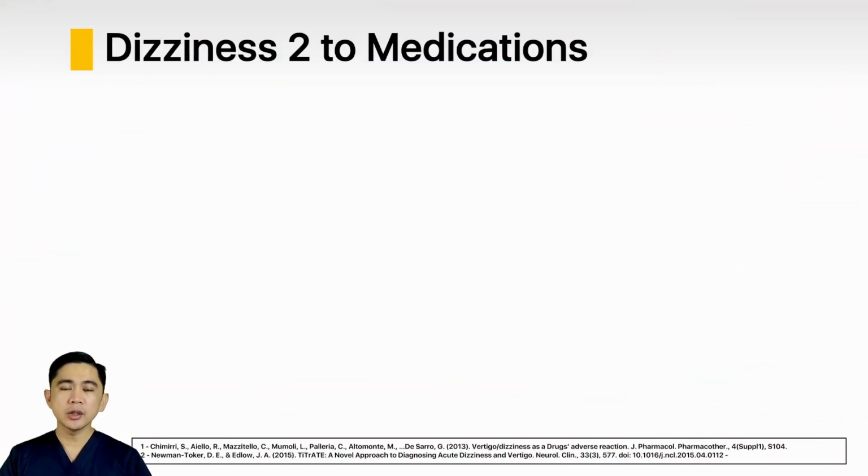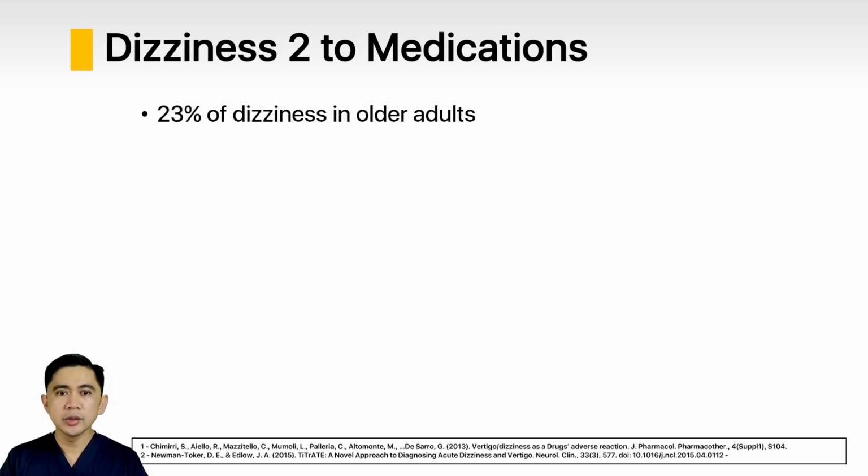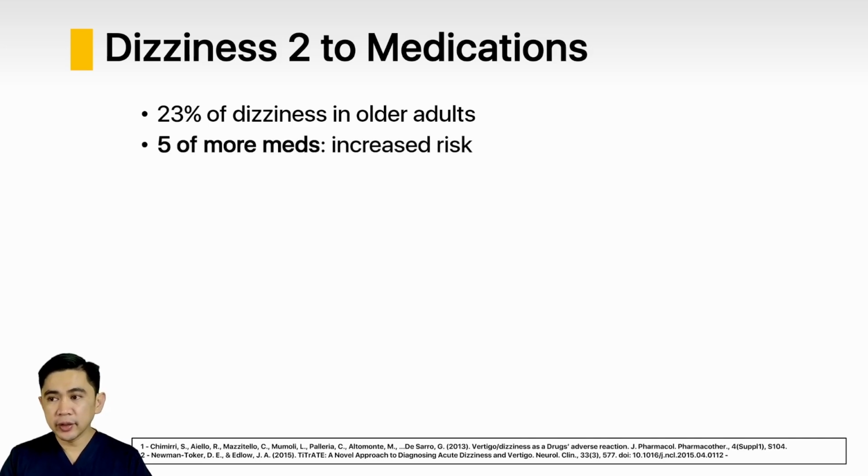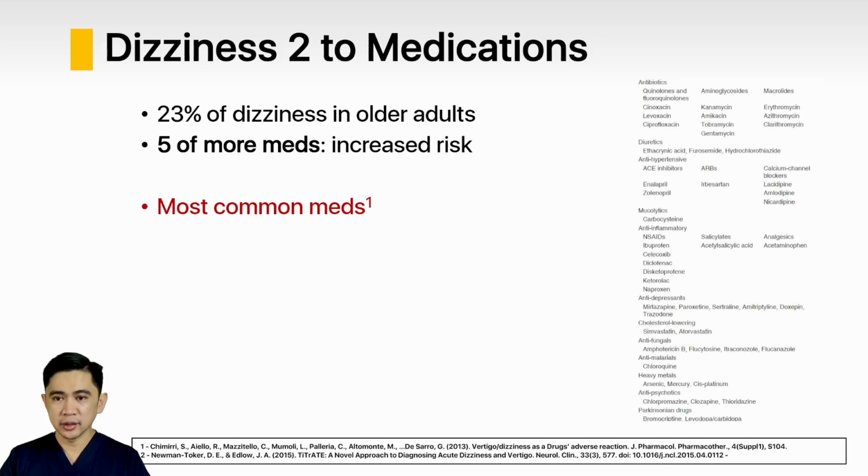Now, let's talk about dizziness secondary to medications. It is also continuous and triggered. The trigger is medication. So, dizziness secondary to medications, this accounts for 23% of dizziness in older adults. And if an older adult has 5 or more medicines, like a polypharmacy, they are at increased risk. The most common medications that can have a side effect of dizziness are the following. We have so much, but here are the most common and familiar ones.